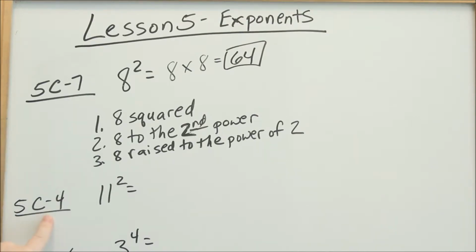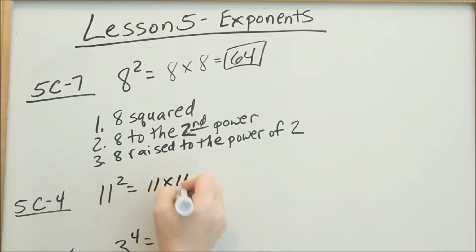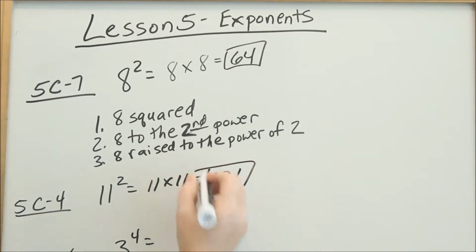Alright? 5C number 4. This means 11 squared, or 11 raised to the second power, or 11 raised to the power of 2. What does it mean? It means 11 times itself, and it's written 2 times. That's a 2. This is written 2 times. If you don't have this memorized, you can work it out by hand, but 11 times 11 is 121.